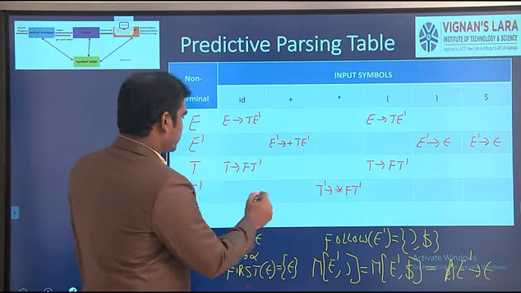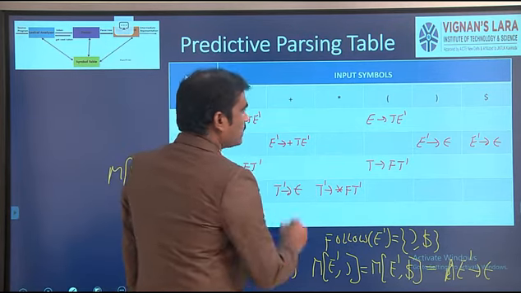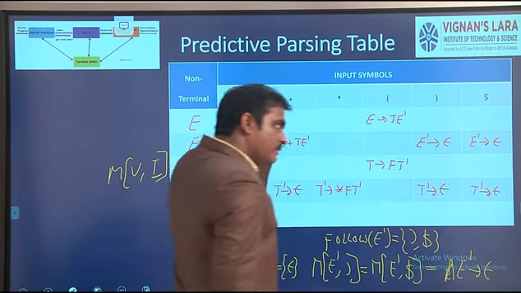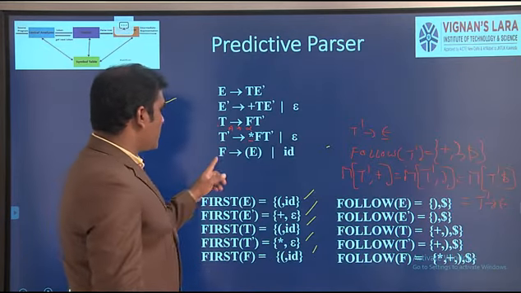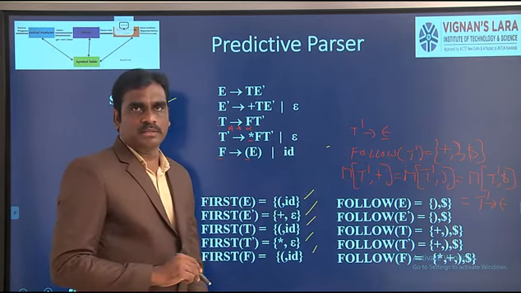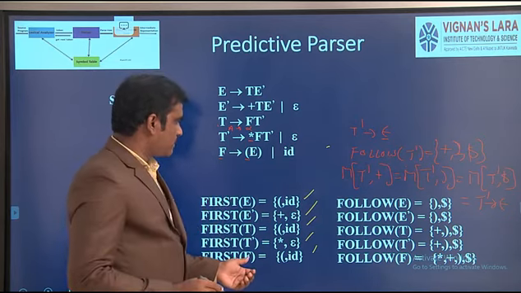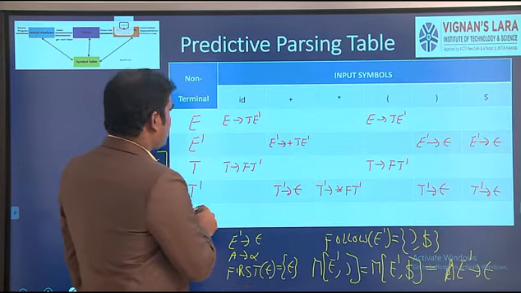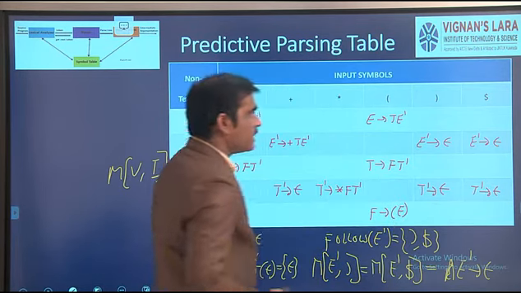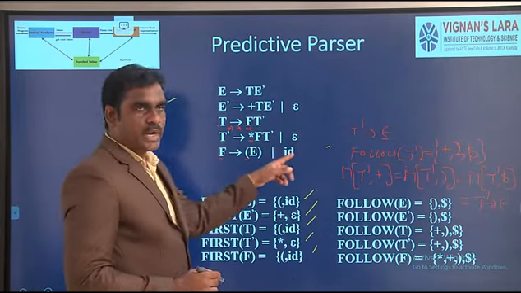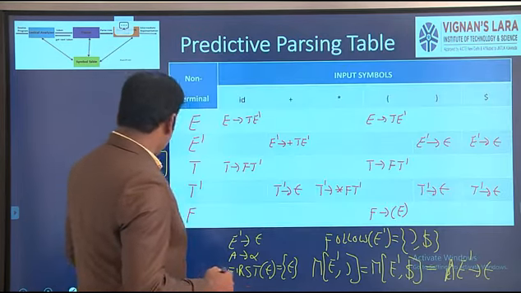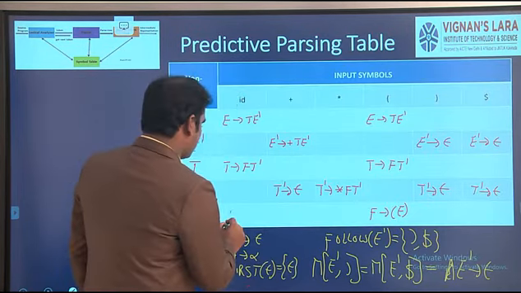And the last ones are F productions. F to E in parentheses: first of open parenthesis, so F comma open parenthesis is filled with F to parenthesized E. And the next one is F to id. First of id is id, so F comma id is filled with F to id.